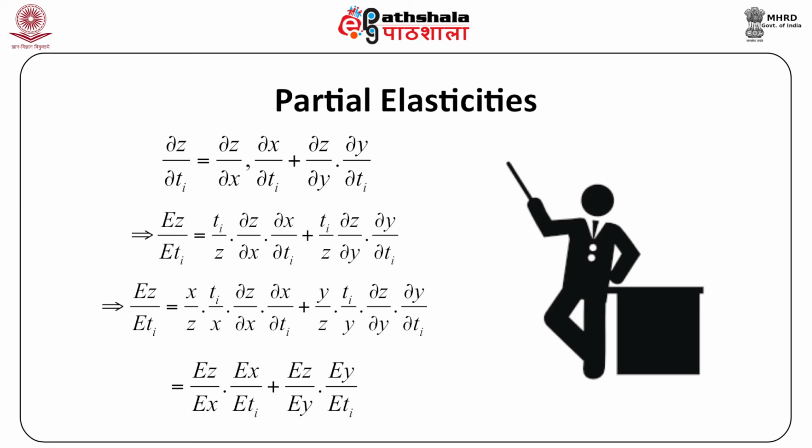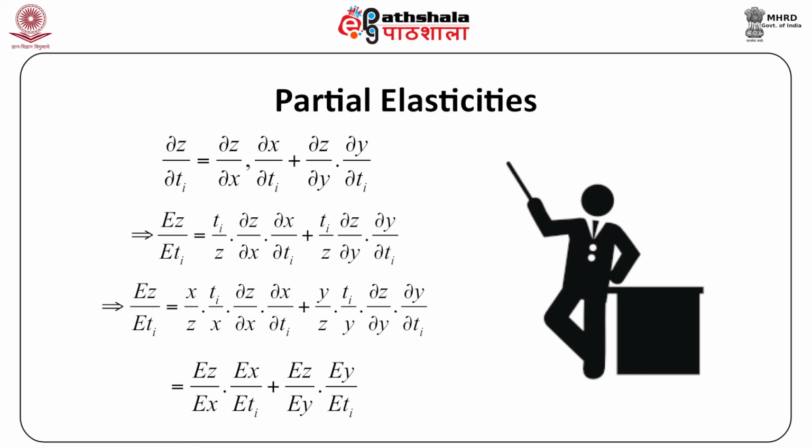Now multiply and divide the first term on the right hand side by x and the second term by y, which implies that Ez/Et1 = (x/z)(t1/x)(∂z/∂x)(∂x/∂t1) + (y/z)(t1/y)(∂z/∂y)(∂y/∂t1), which implies Ez/Ex · Ex/Et1 + Ez/Ey · Ey/Et1.